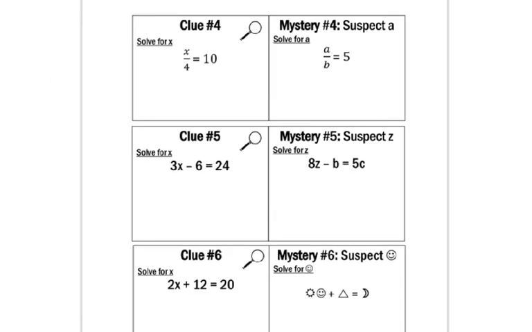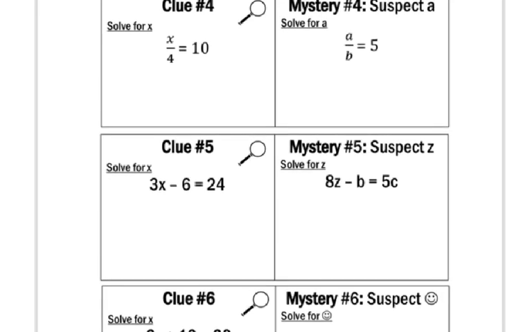Okay, I'll do one more with you, and then you guys will try the rest on your own. So in number 4, we are trying to get x by itself. To get x by itself, we're going to multiply 4 on both sides. 10 times 4 is 40.